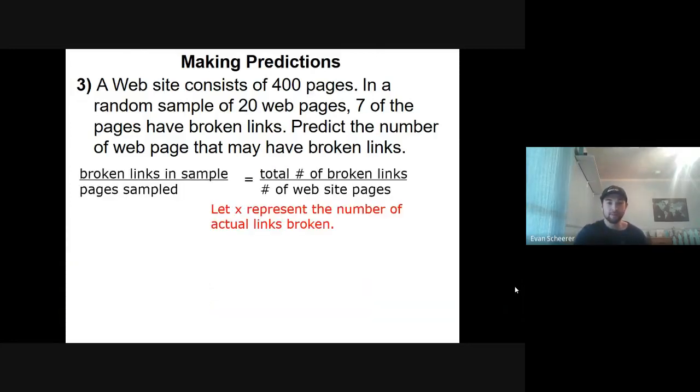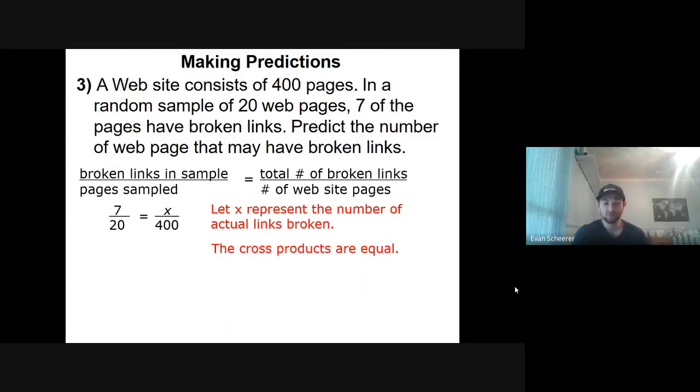So the probability is broken links in a sample over the total pages sampled. So here we can say there's 7 over 20, right? If there were 7 over 20 of the web pages that were broken, we need to find how many total, right? So 7 over 20 is the probability for that little amount, but we need to do the bigger amount. So we make a, what's that called? I can't think of the name right now. Proportion. We make a proportion. So 7 over 20 equals x over 400. 400 is the total number of pages.